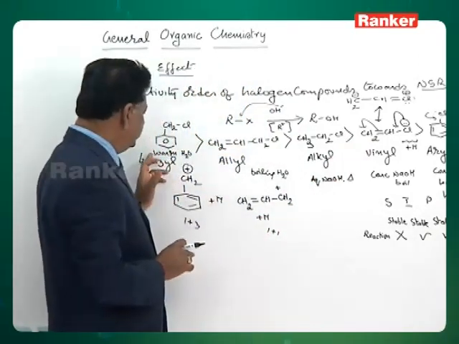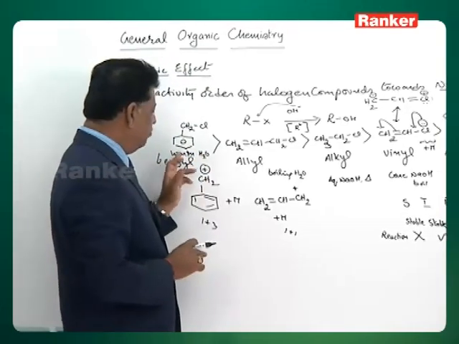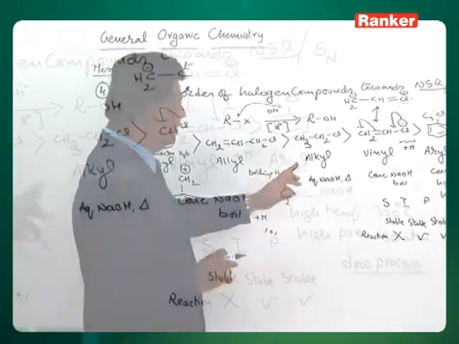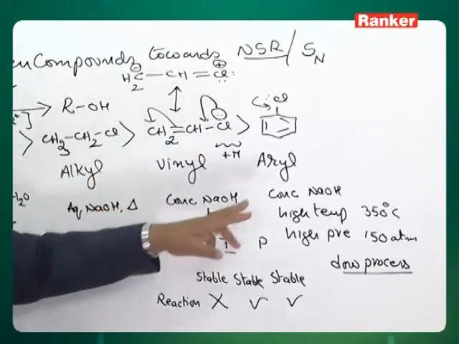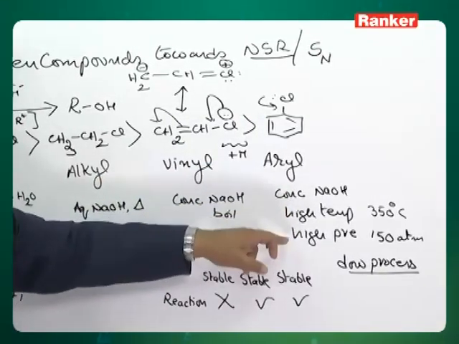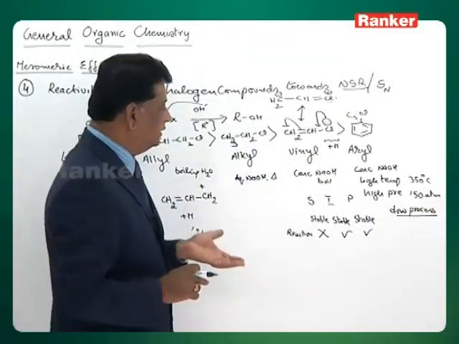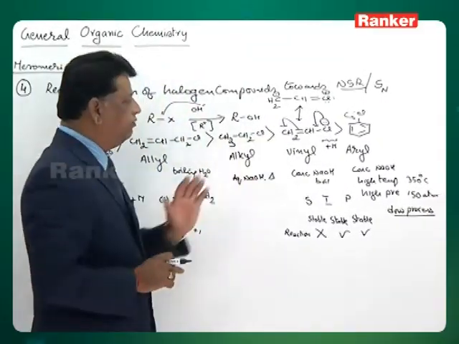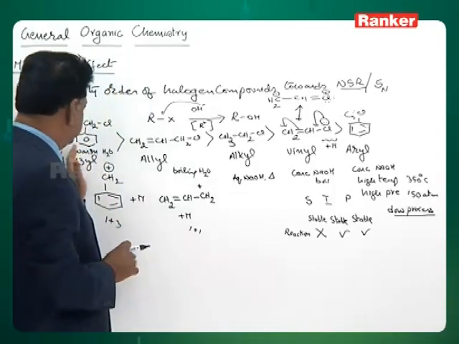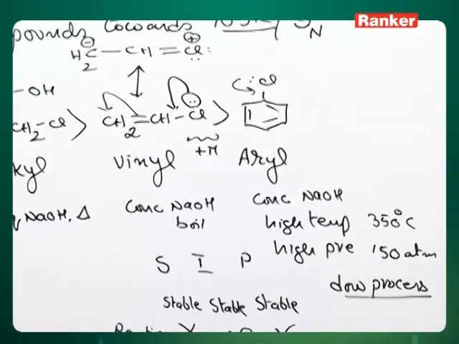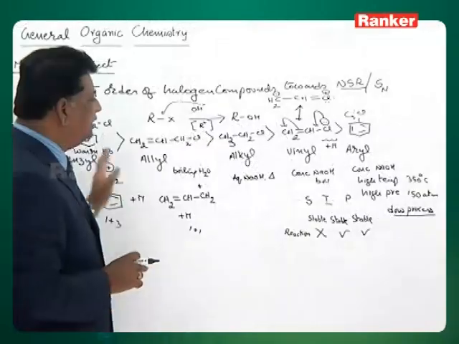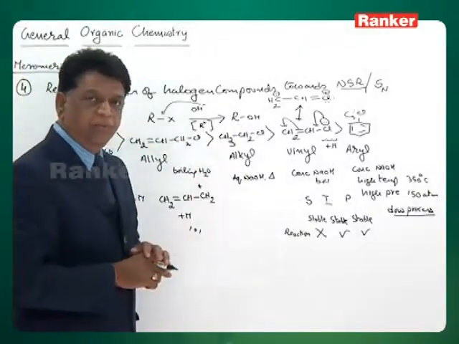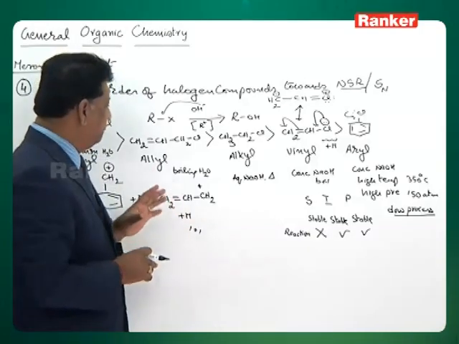You can also see the reagent and feel it. Warm water, boiling water, that is aqueous base and boiling, concentrated base and boiling, and in addition to these two, high temperature and pressure. As you move from left to right, the concentration of the reagent goes on increasing, and only then do you get the reaction. This means the different halogen compounds are behaving in different ways.